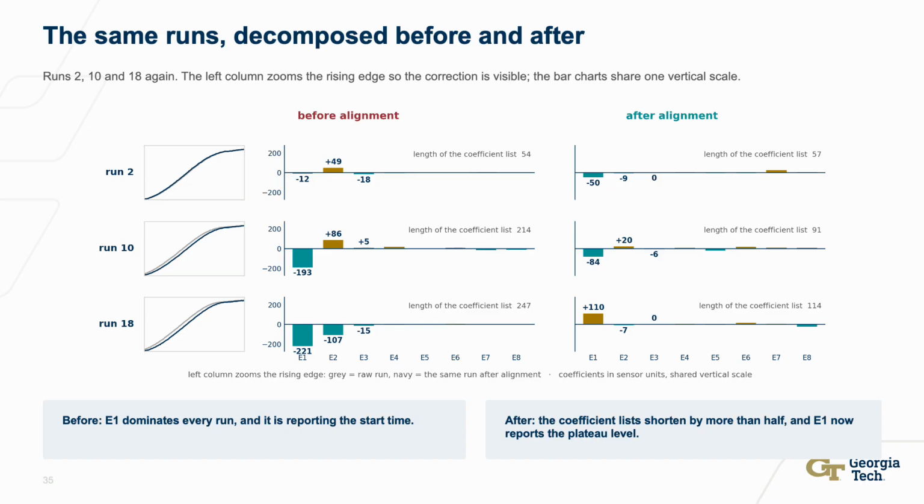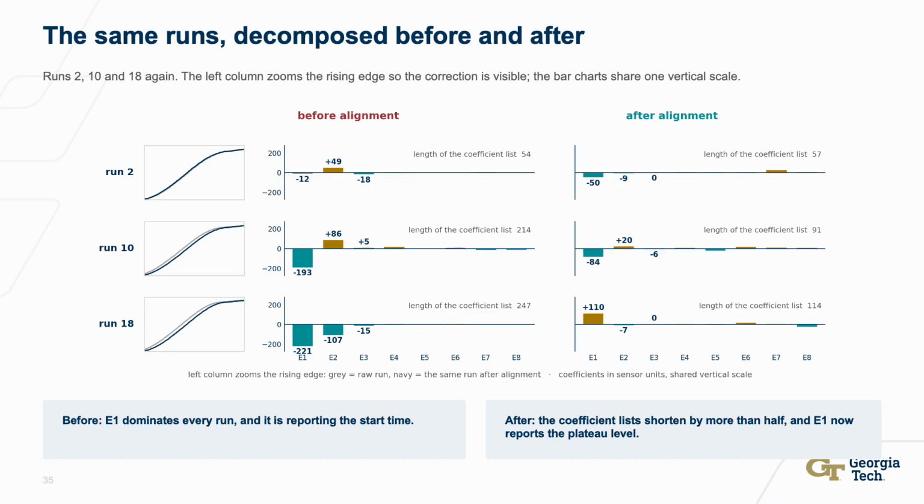The same three runs from earlier, now decomposed both ways on a shared vertical scale. The left column zooms the rising edge so you can see the correction, gray before and navy after. Runs 10 and 18 had first coefficients of minus 193 and minus 221 purely because they started early and late. After alignment, their coefficient lengths shortened by more than half, from 214 to 91, from 247 to 114.